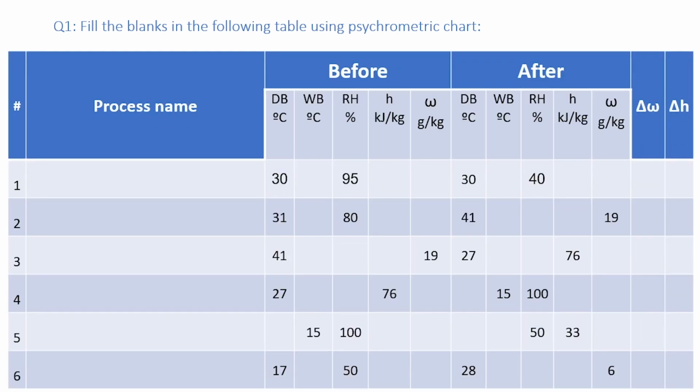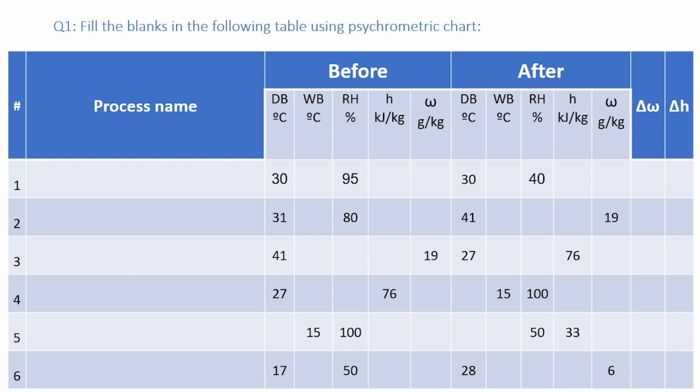First question, we have a table with 6 processes. We are given the before and after points at the beginning and at the end of the process. For each point we have 2 data values, so we can find out from the psychrometric chart the other values. Then we have to calculate delta omega, delta H, and name the process.